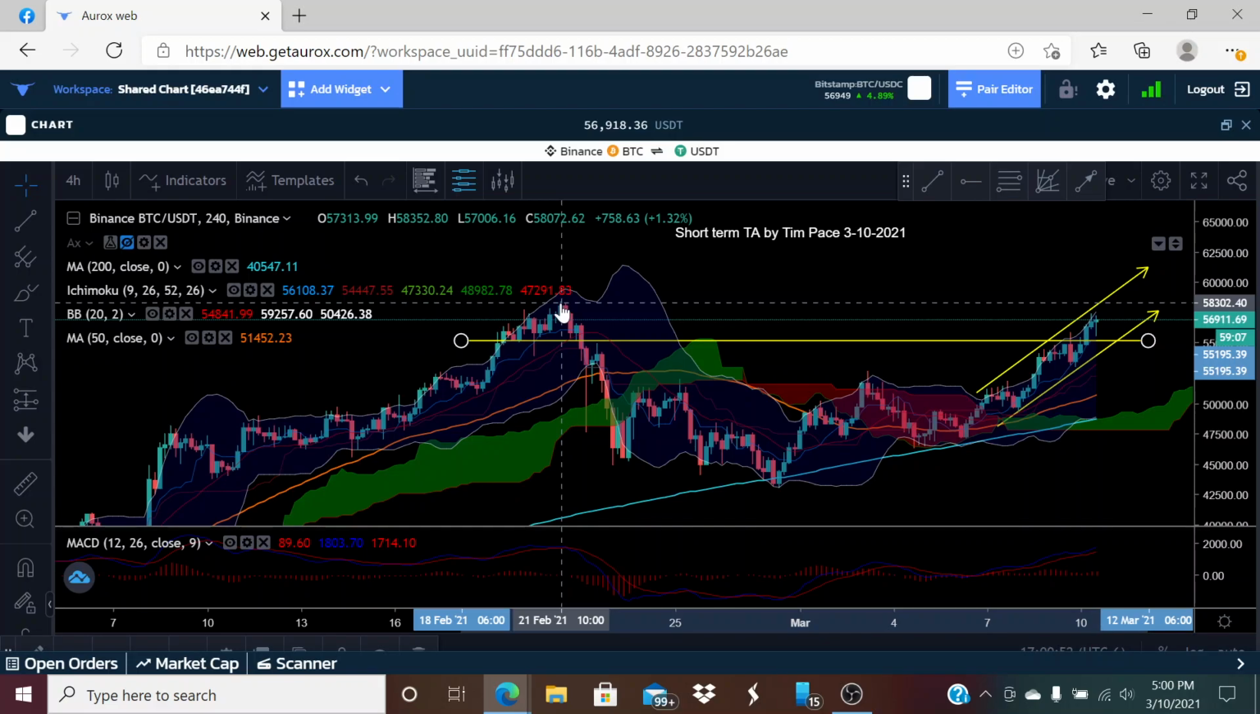I try my best, but, you know, there's a lot on this chart right here that's very telling, but let's go look at the daily, too.